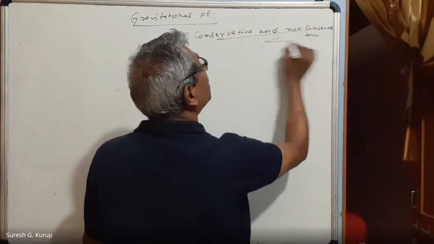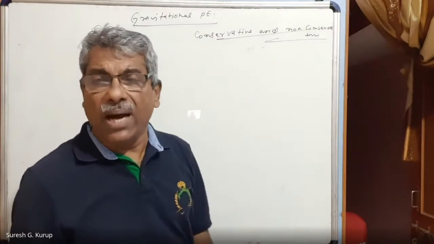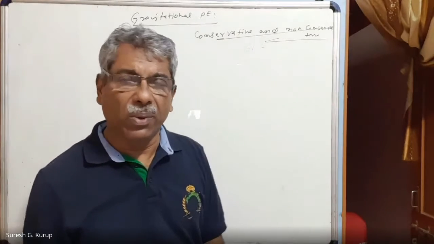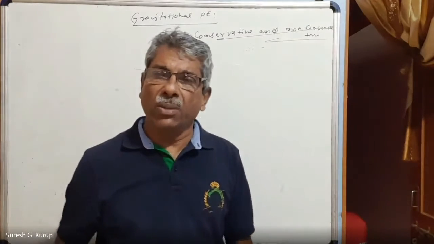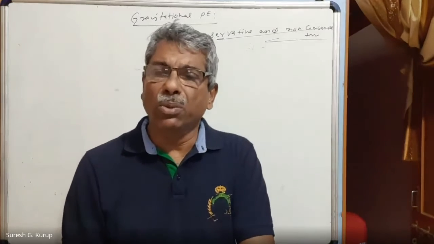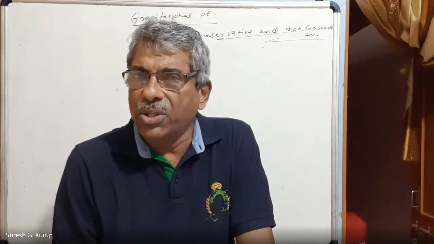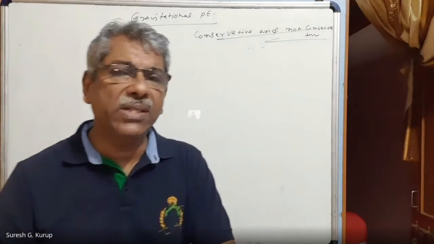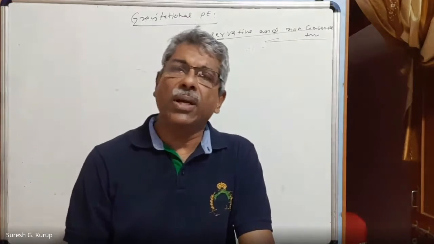A conservative force is a force whose work done, when applied to a body, does not depend on the path followed by the body. That is what is called a conservative force. So the force is doing work and the body is displaced. In any path it can move through, but the work done will always be the same. So a conservative force is a force whose work done does not depend on the path followed by the body. It is independent of the path followed by the body. Then it is called a conservative force.